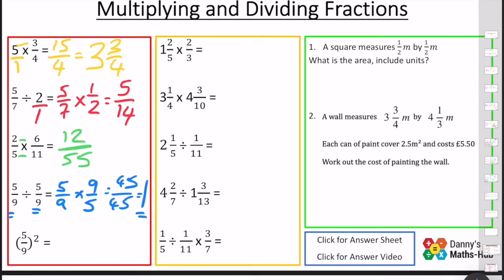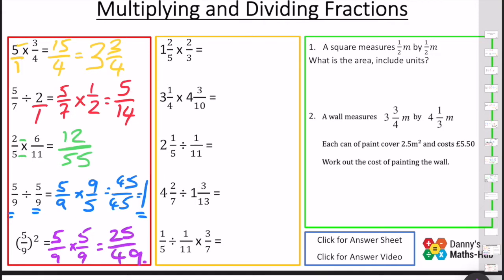Now this next question, 5 over 9 squared. So we need to understand what squared means. Squared means times itself. So this means 5/9 times 5/9. 5 times 5 is 25. 9 times 9 is 49.